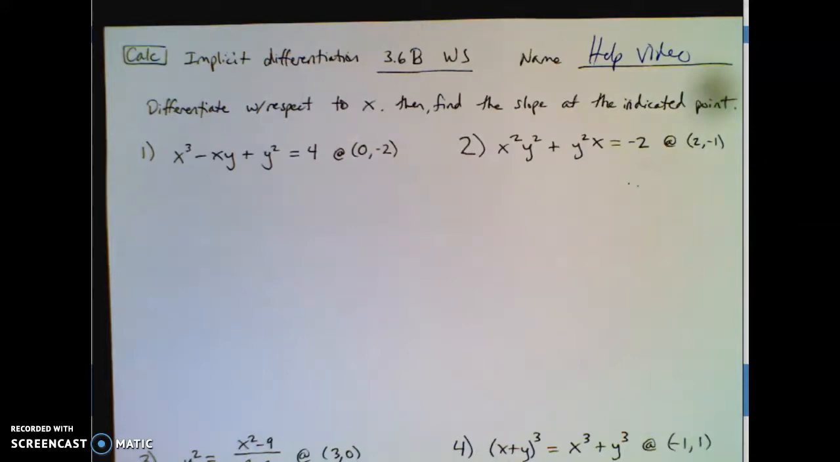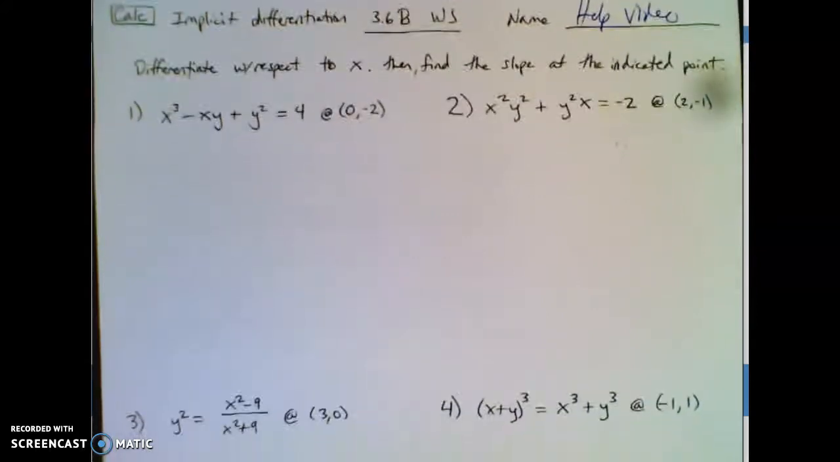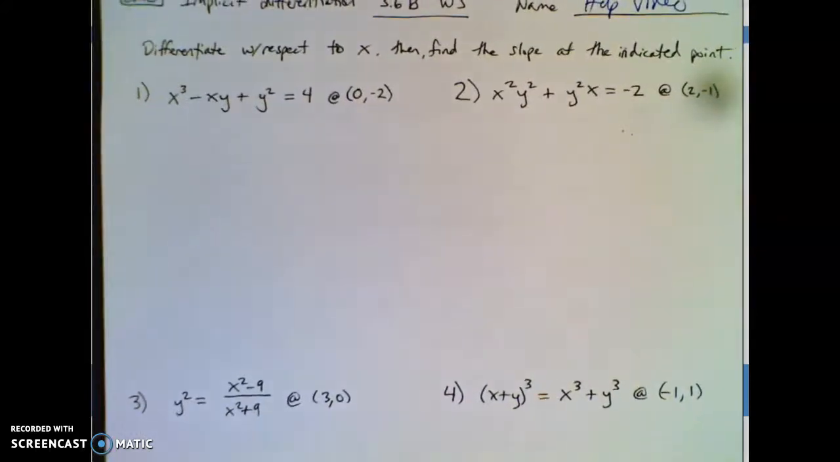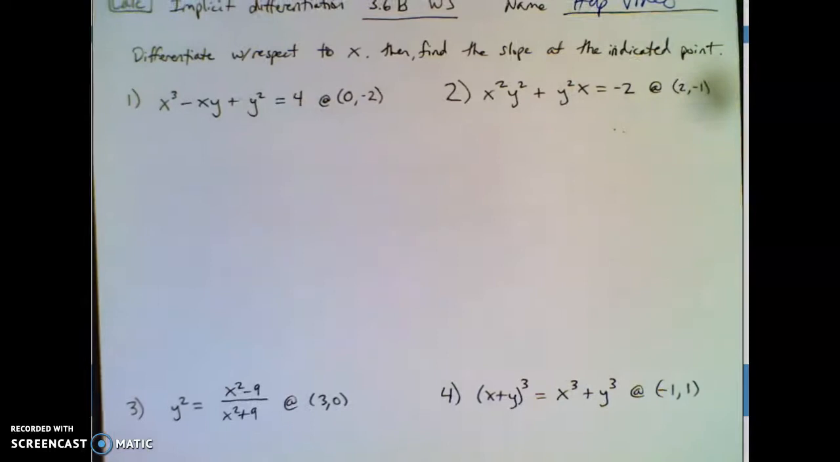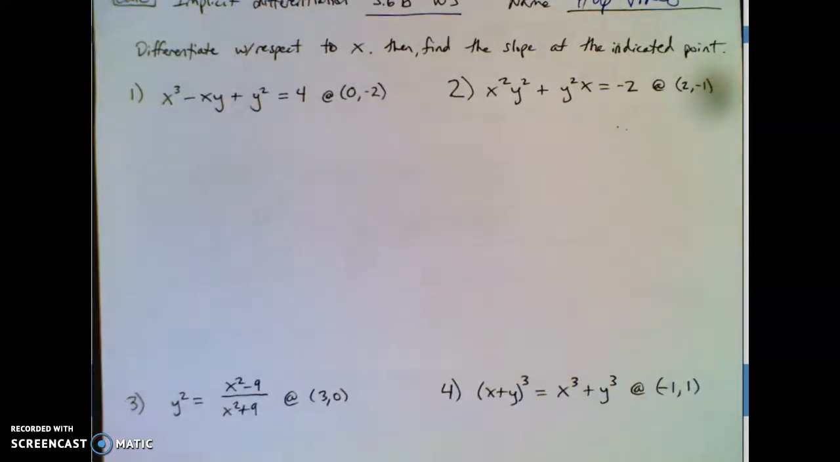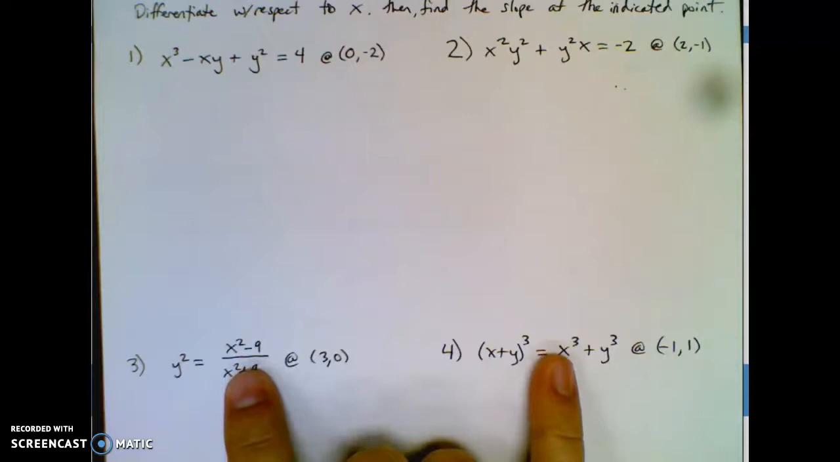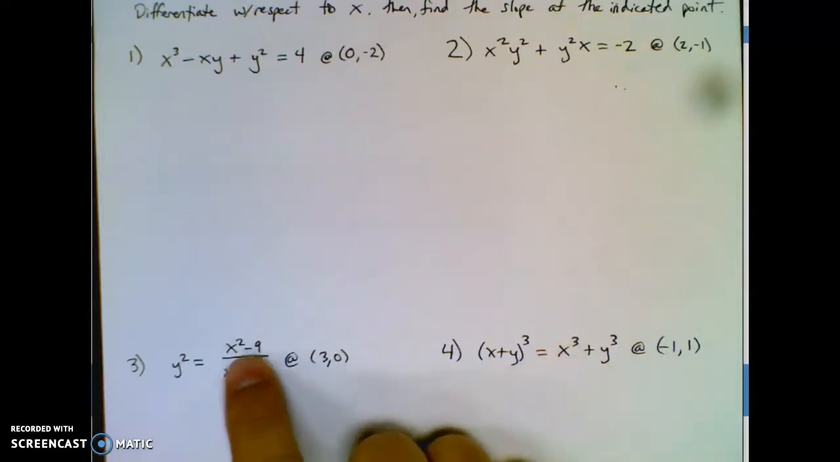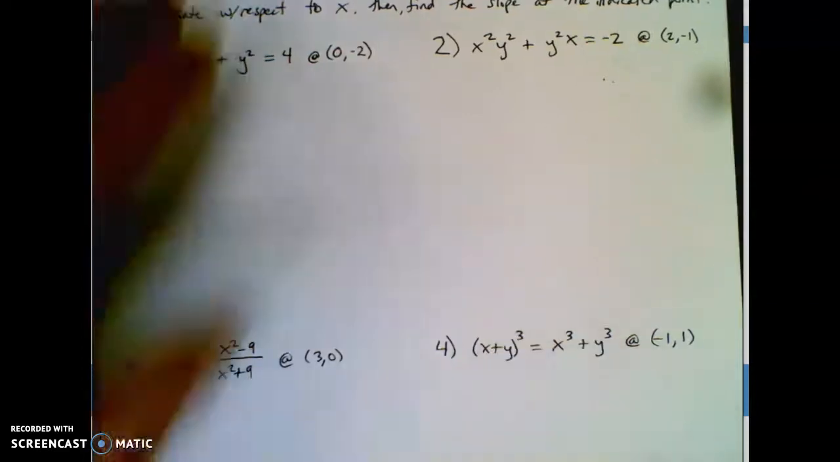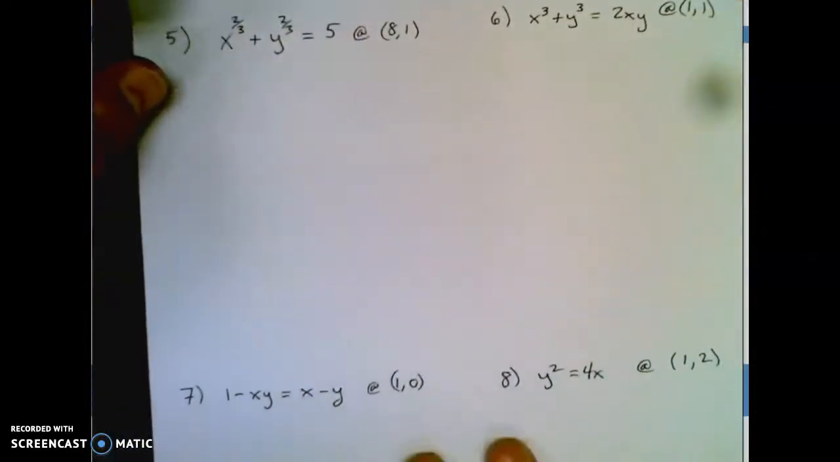I'm going to help you out with a couple of these, just to make sure you're cool with it, just to get you in the groove. I want you to do these two because they're different. This one, you're going to have to use the quotient rule. This one, you're going to have to use the ninja rule. Let's see if you can do that.